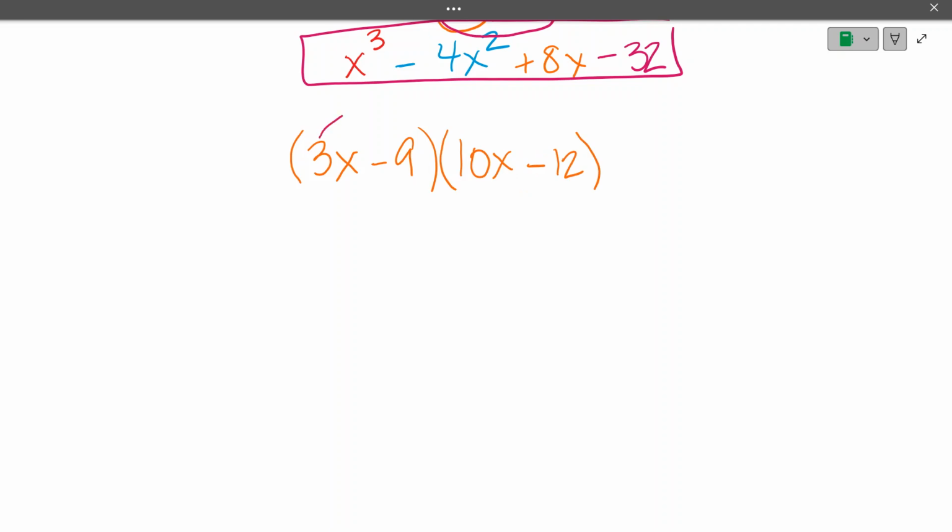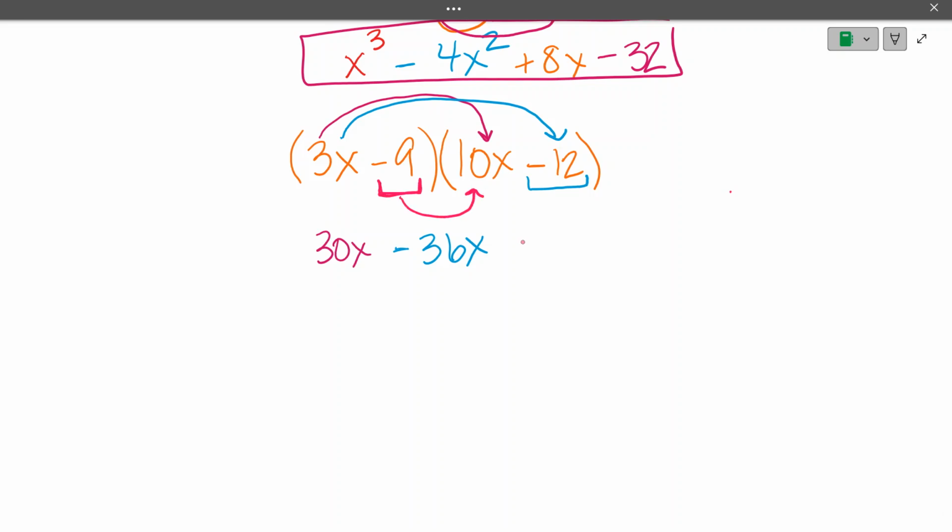So we're going to do our first terms. That's 3x times 10x, and that gives me 30x squared. All right, then we are going to go ahead and do our outer terms. So 3x times, remember that negative comes along with the 12. 3x times negative 12, that's negative 36x. Okay, now we are going to do our inner terms. So that would be this negative 9, don't drop that negative, times 10x, which is negative 90x.